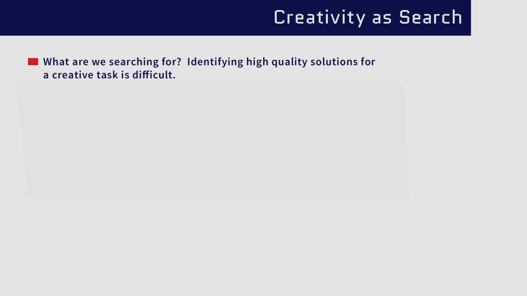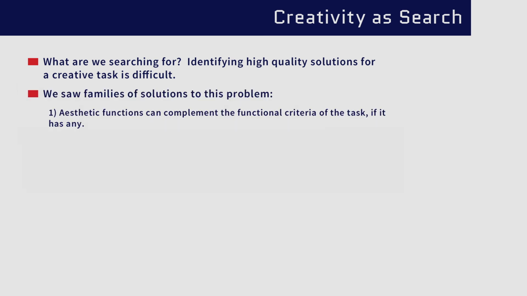The fundamental problem of computational creativity is defining what we are searching for. What is a goal state and what is a good quality solution to a creative task? This is a difficult problem. As we already discovered in this class, it is not easy to measure success at creativity. We have several families of solutions to this problem.